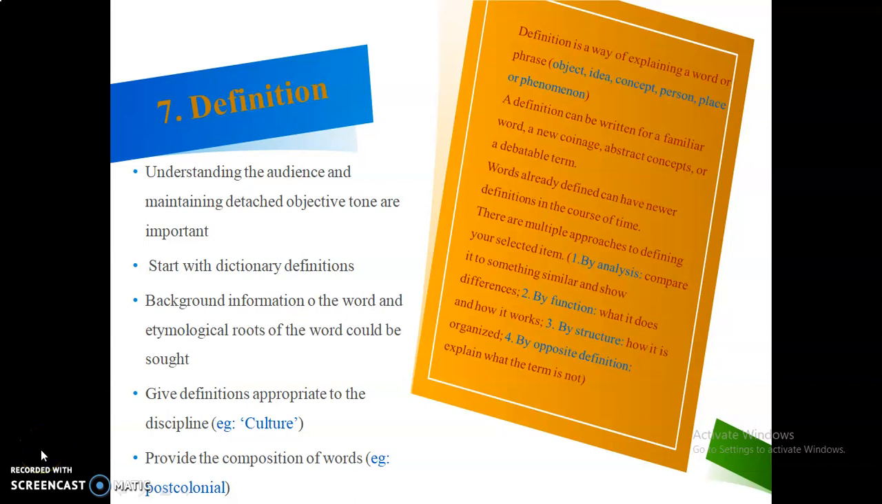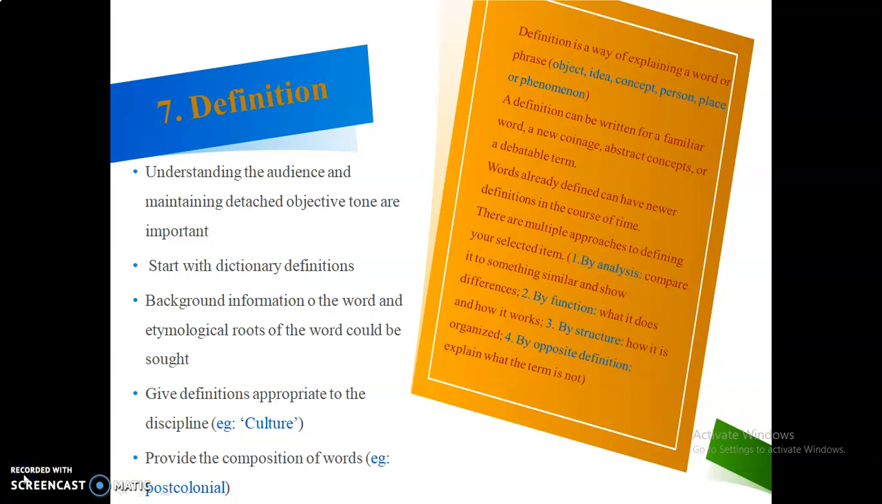Hello, welcome to the third video lecture of Elements of Writing, Unit 4, Elements of Writing for Academic and Professional Success. We have already discussed 6 rhetorical strategies that have been commonly used for writing academic essays. So the seventh one is definition.